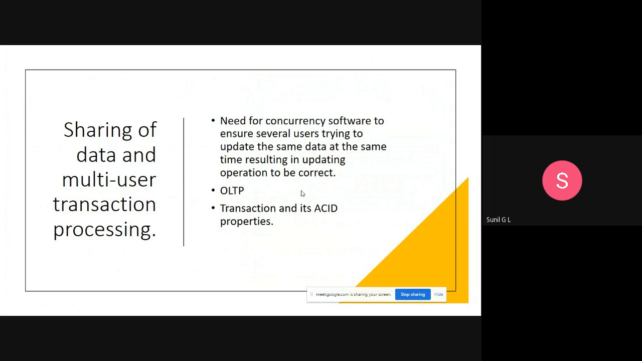Here we have transactions and ACID properties. Whenever something is processed, a transaction occurs. The transaction should be atomic, and it should have consistency, isolation, and durability. These are the four ACID properties for a transaction. So the database approach provides sharing of data and multi-user transaction processing. These are the four characteristics of the database approach.